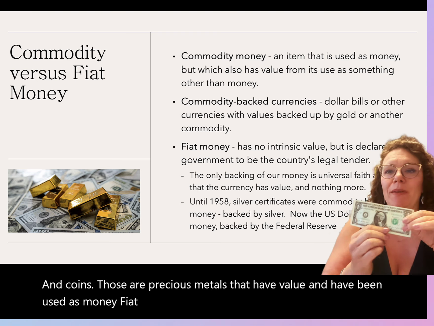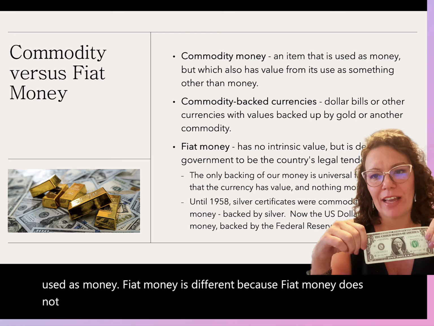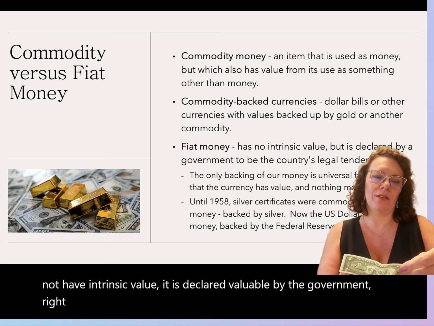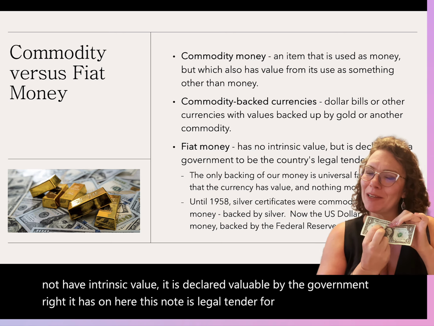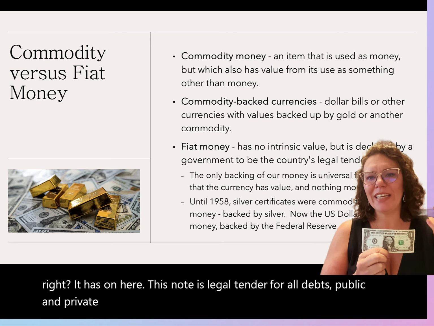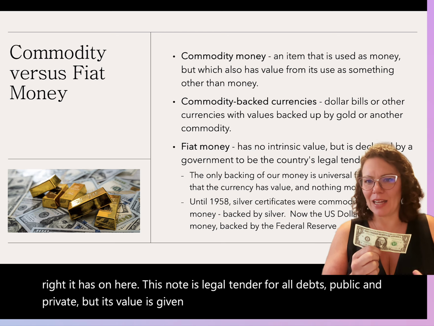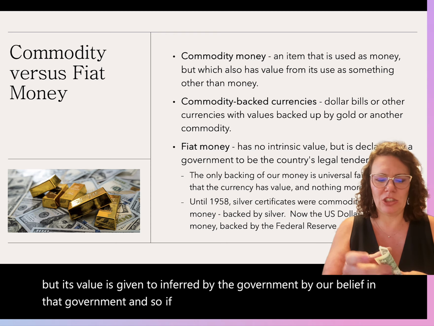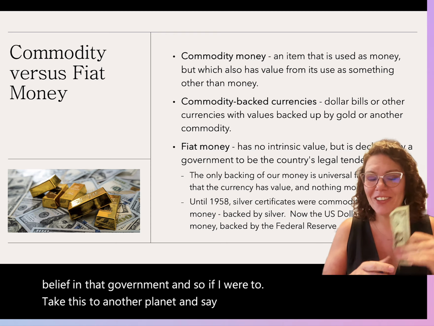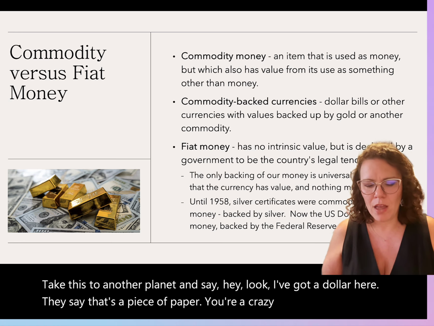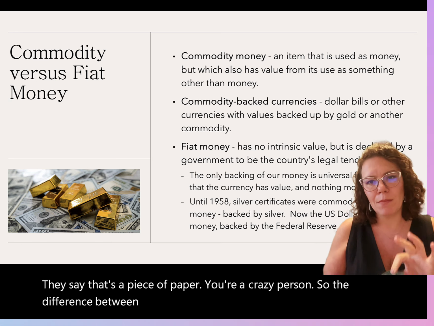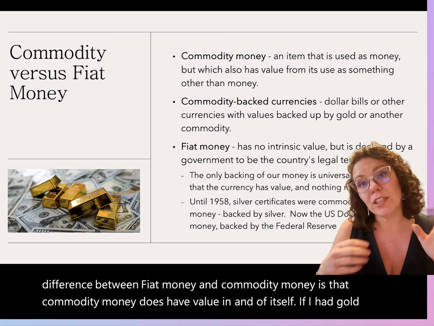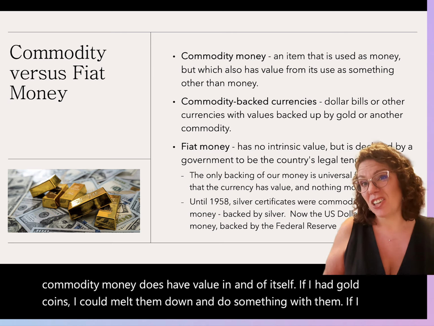Fiat money is different because fiat money does not have intrinsic value. It is declared valuable by the government. It says on here, this note is legal tender for all debts, public and private, but its value is inferred from the government, by our belief in that government. If I were to take this to another planet and say, hey, look, I've got $1 here, they'd say that's a piece of paper, you're a crazy person. So the difference between fiat money and commodity money is that commodity money does have value in and of itself. If I had gold coins, I could melt them down and do something with them. If I have $1, I can set it on fire. That's about it.